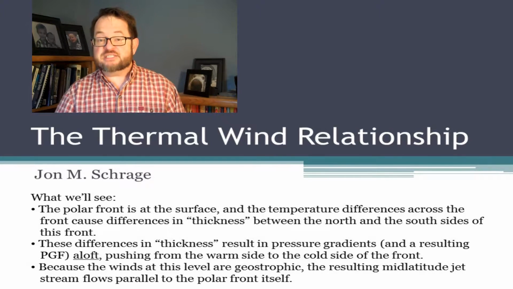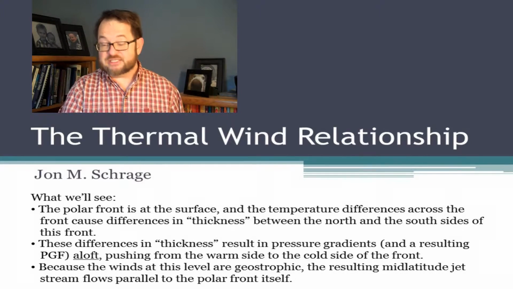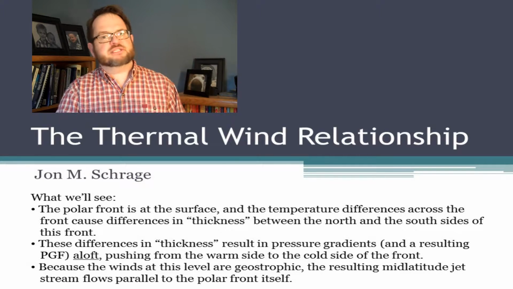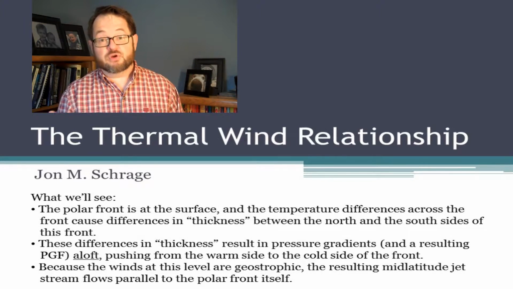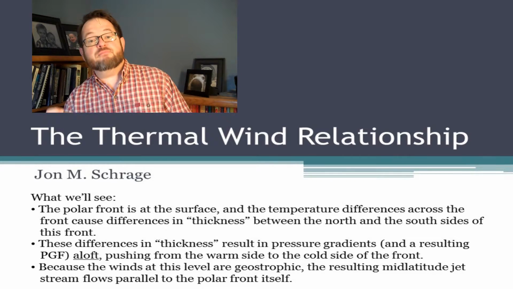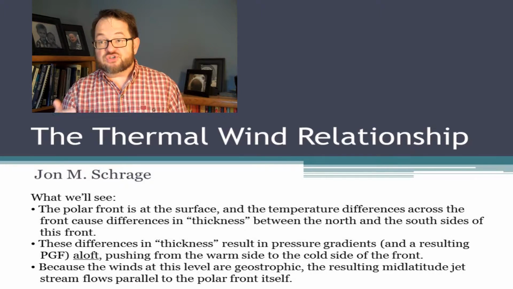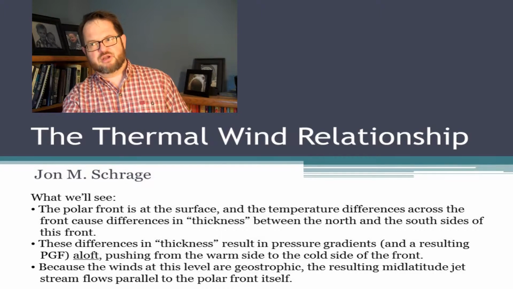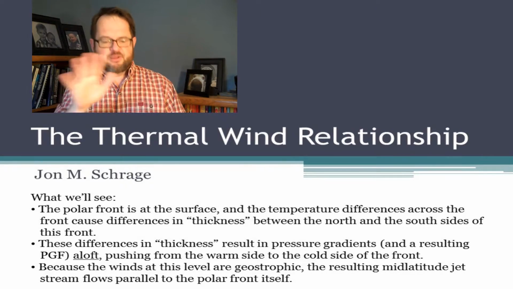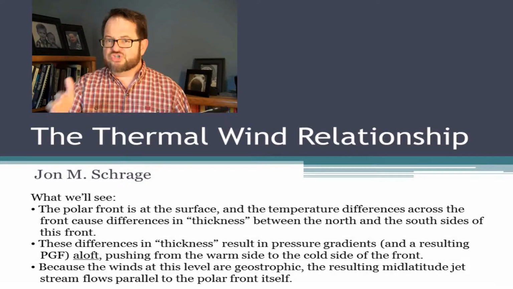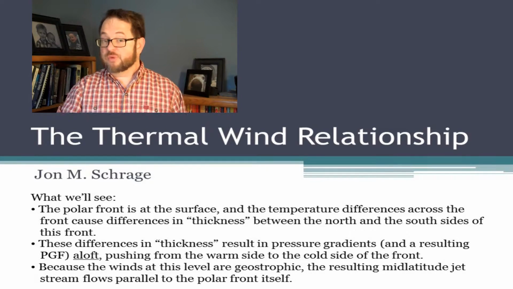And these differences in thicknesses are going to create pressure gradients and pressure gradient forces aloft. Not necessarily at the surface. At the surface where the front is, there won't necessarily be these pressure gradient forces. But aloft, like in the upper troposphere, there will be. And these are going to be pushing from the warm side of the front towards the cold side of the front. Then, because the winds at those levels are going to be geostrophic, we have a Coriolis force doing the equal and opposite thing, and this is going to result in a very strong wind directly above the polar front. In other words, there will be a mid-latitude jet stream directly above the polar front.